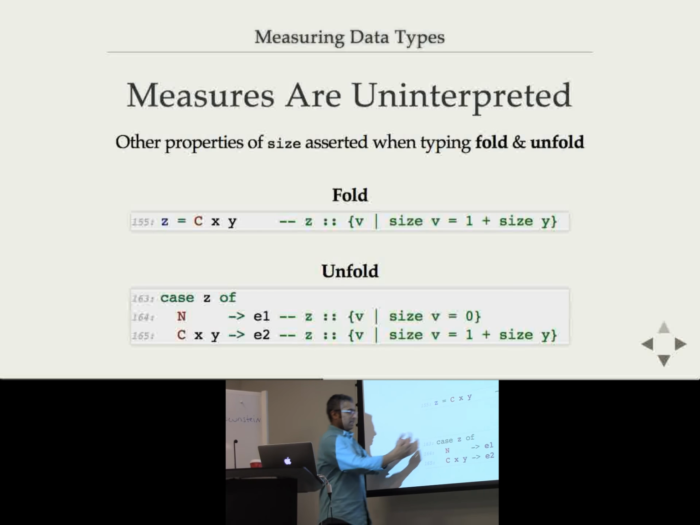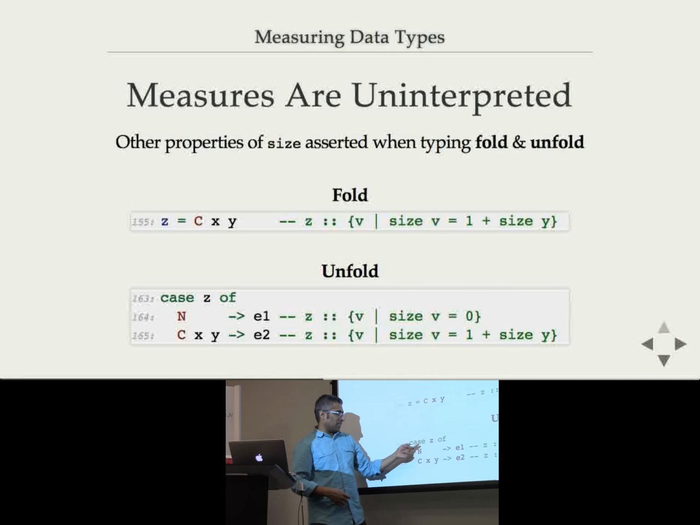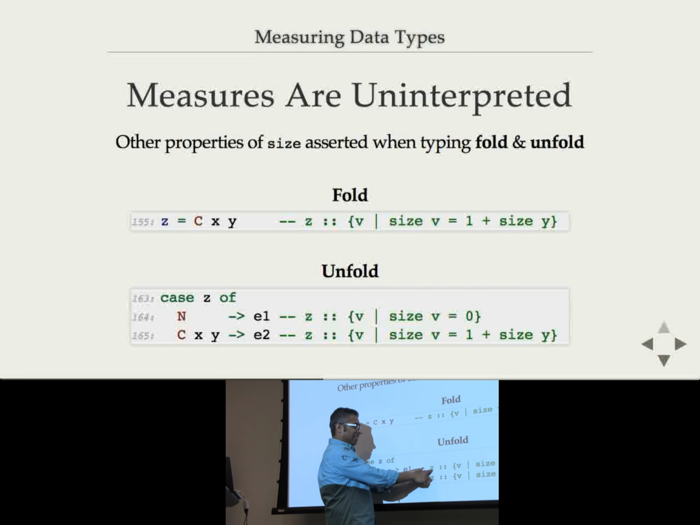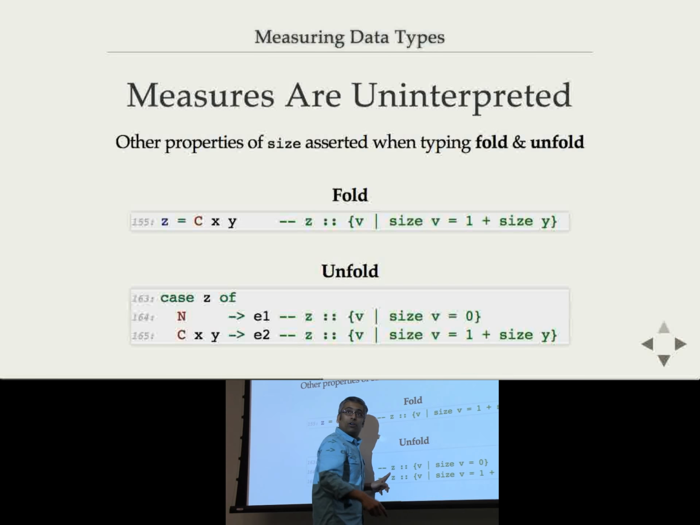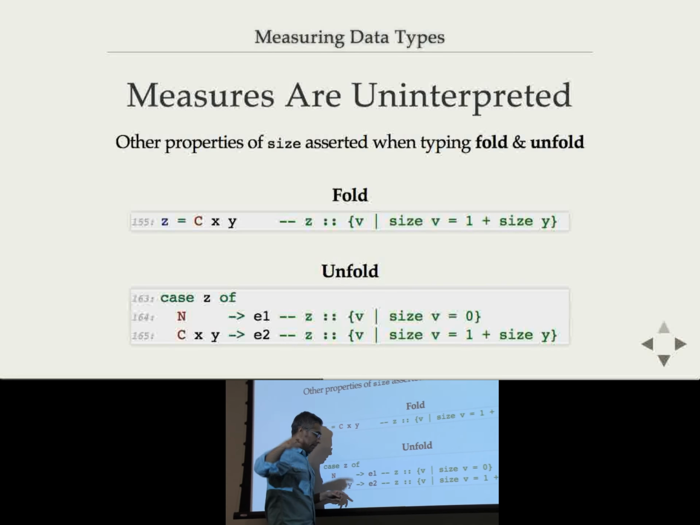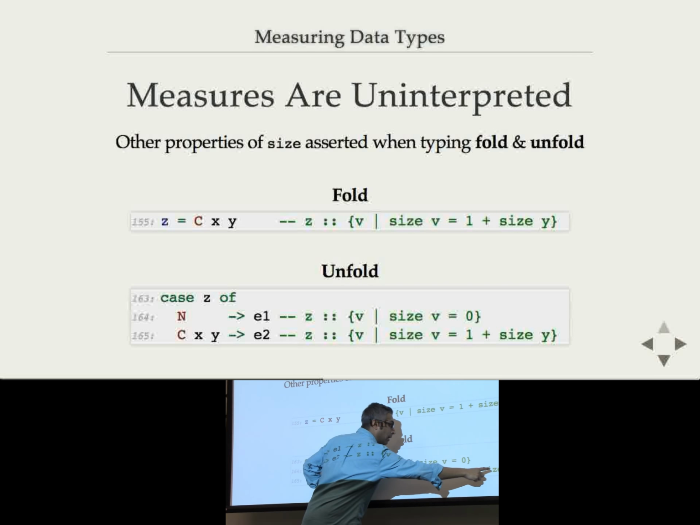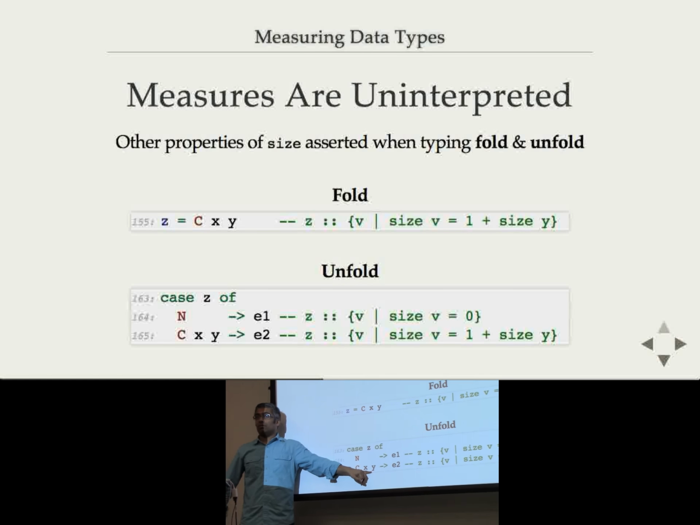So an unfold is when I say case z of. If it's a nil, then I can strengthen the environment and just say size v is equal to 0. If I say cons x y, then at this point I know size of v is 1 plus size of y, where y was the unfolded thing.